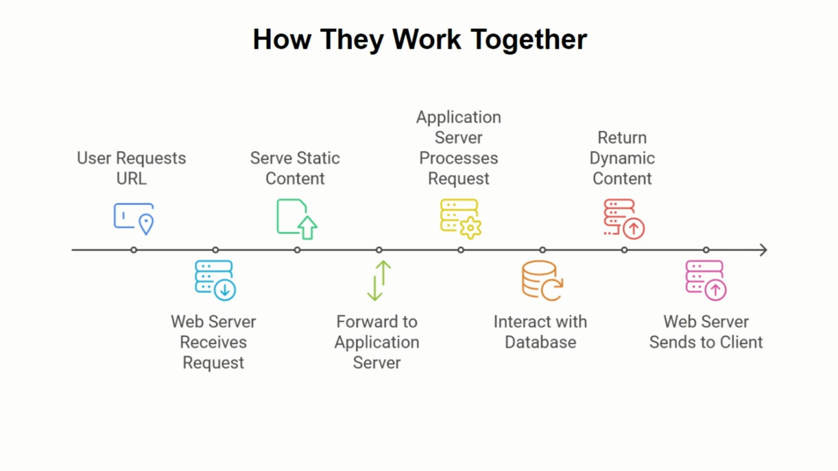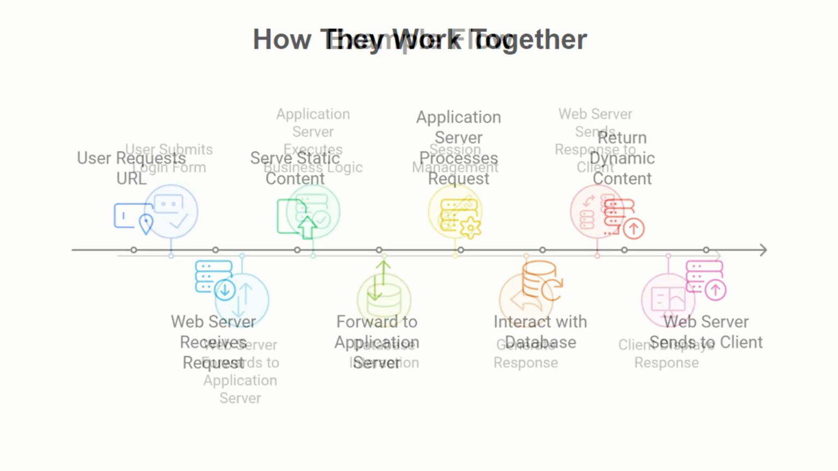So how do they work together? A user requests a URL in their browser. The web server handles the HTTP request and serves the static content directly. If the request requires dynamic content, the web server forwards it to the application server. The application server processes the request, executes the necessary business logic, interacts with the DB if needed, and returns the dynamic content back to the web server. Then it sends it to the client.